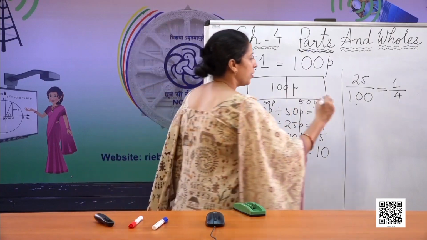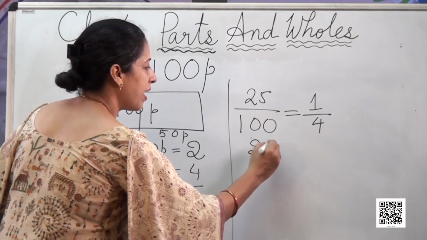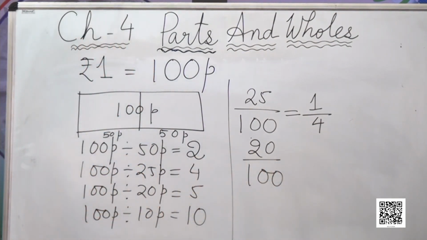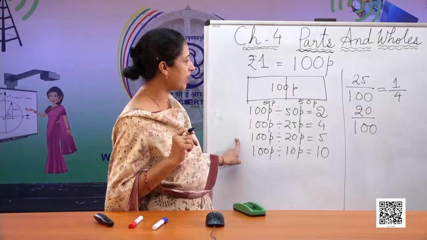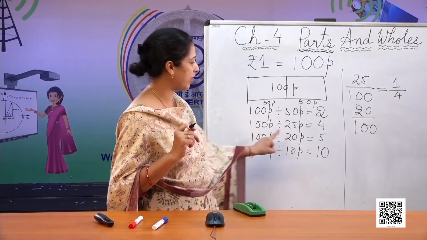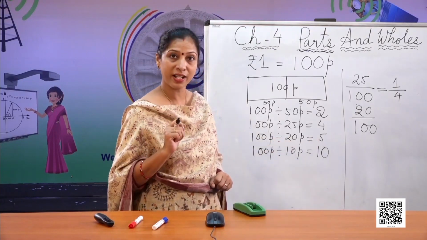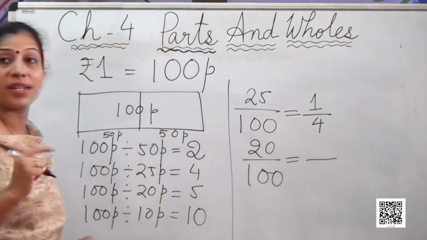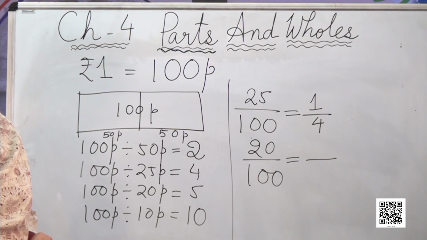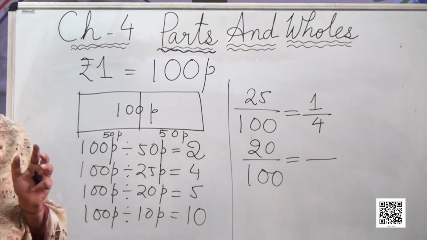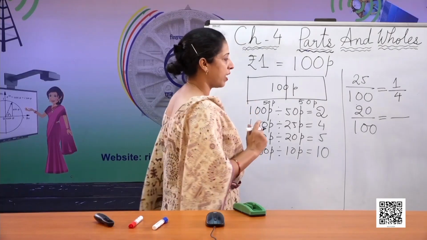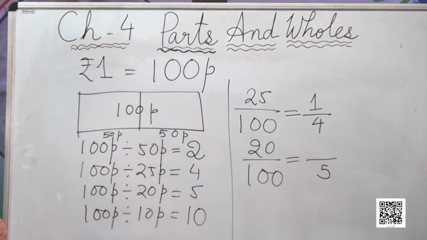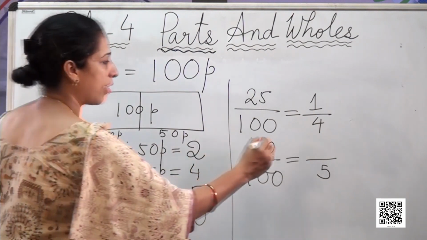Similarly, you can find out 20 out of 100. Can you find out how many 20 paise coins are there? Yes, children, 5. So where will I write down that 5? I will write down that 5 in the whole part, because that means 100 paise is equal to 5 20 paise coins. So 5, and 20 paise is 1 part out of those 5 parts.